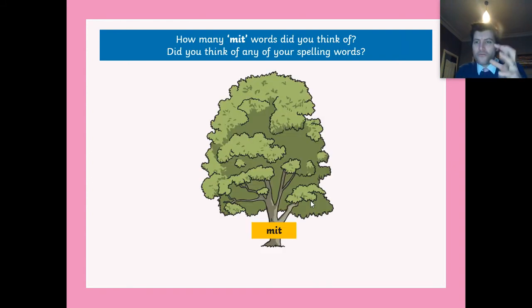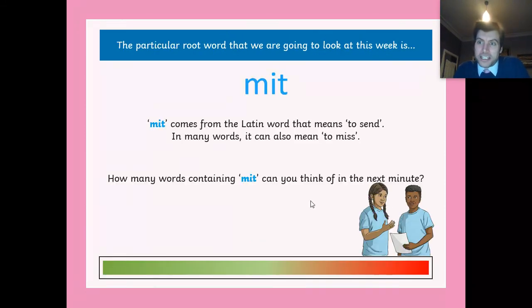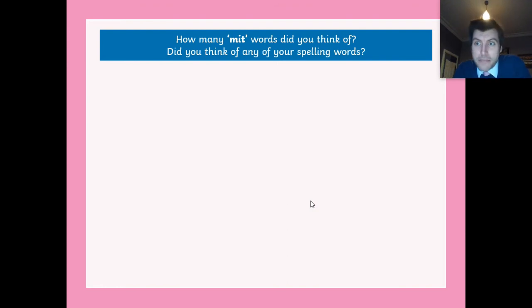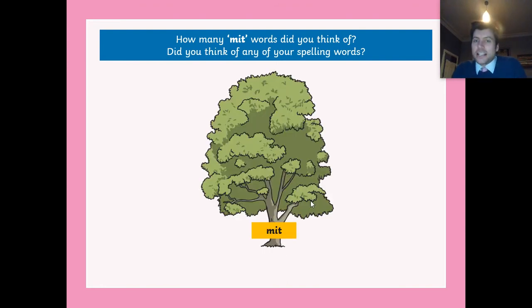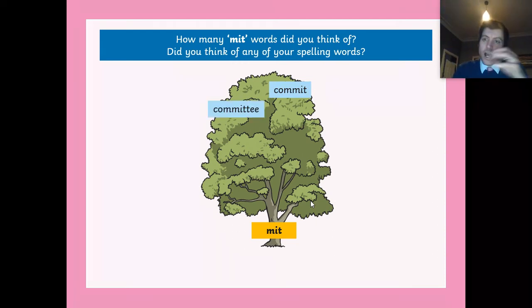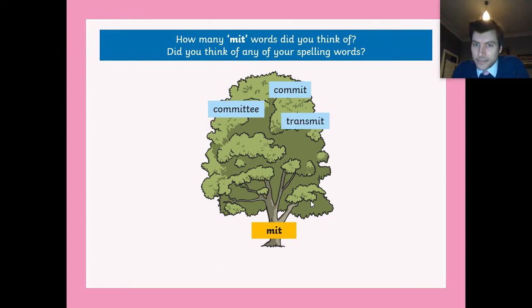With our root word, so our root is this idea of MIT, mit, and that stems from that Latin, which means miss or to send. So that Latin word, miss or to send. Words which link to that now in the English language currently: commit. When we commit to something, we promise to do it. A committee is a group of people who might make decisions. They might make a commitment to do something.